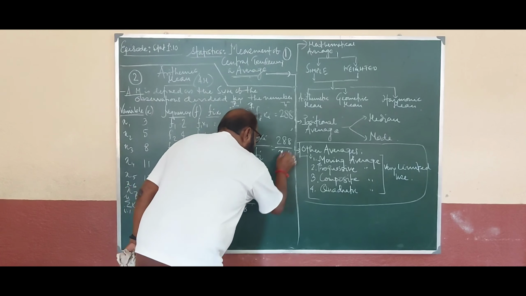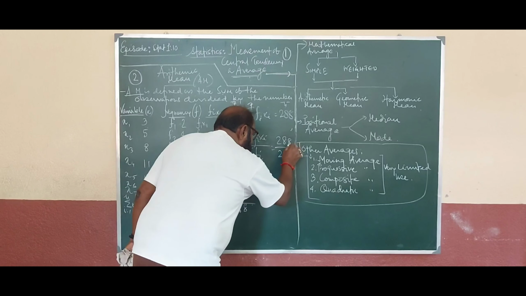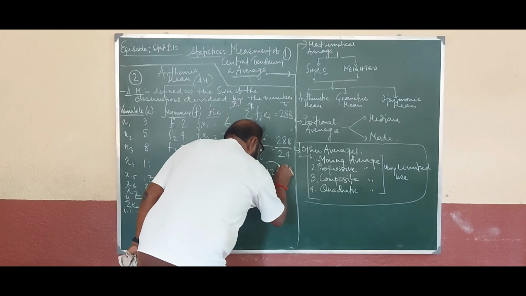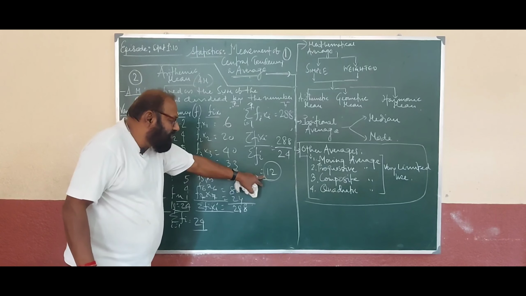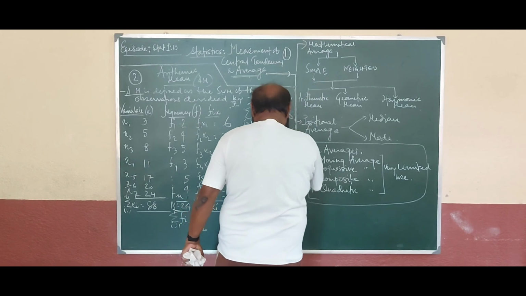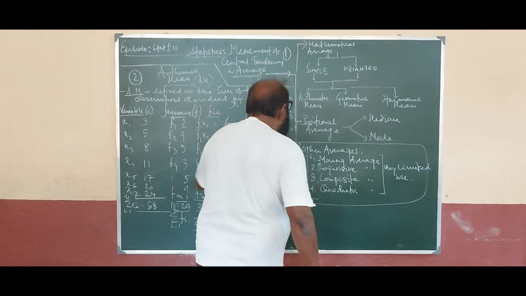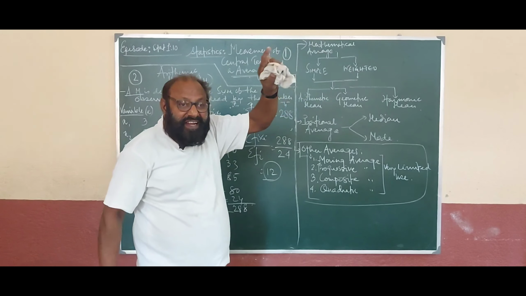The value is 12. So it is the value of arithmetic mean. This is known as simple arithmetic mean, and the first one is known as simple arithmetic mean, and the second one is known as weighted arithmetic mean.